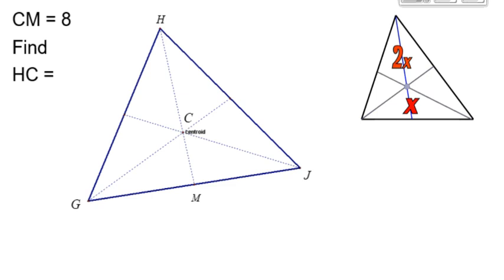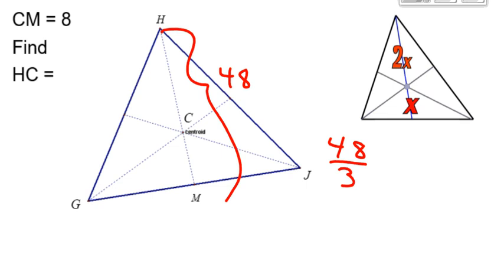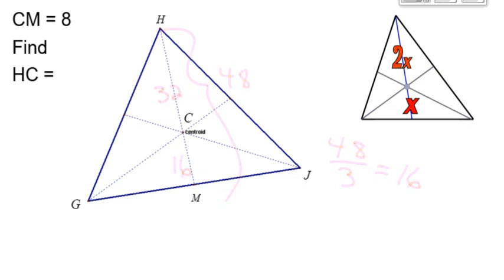What if my whole segment is 48? First I'm going to cut 48 in thirds, which is, what's 48 divided by 3? 16. So this one is 16, and this one would have to be 32. Okay? Make sense? And that holds true for each of these medians. For example, if this length right here was 12, 12 divided by 3 is what?